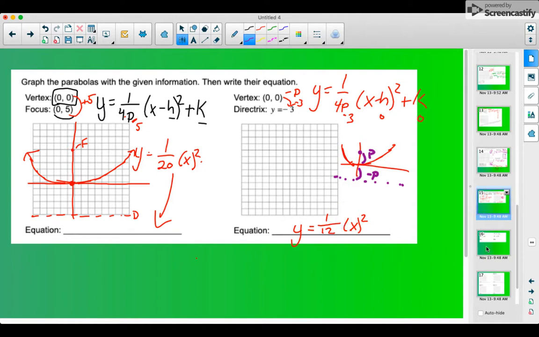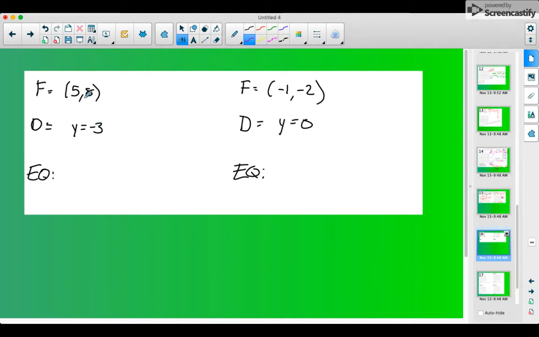So we're going to try that with a couple more before I send you on your way to try a couple on your own. So I'm telling you the focus is at 5, 8, the directrix is at negative 3. Sometimes I like to just draw a picture for myself so I know what I'm talking about here, because I might throw in some horizontal parabolas in the future. So 5, 8 will be up here. My directrix is down here at negative 3.